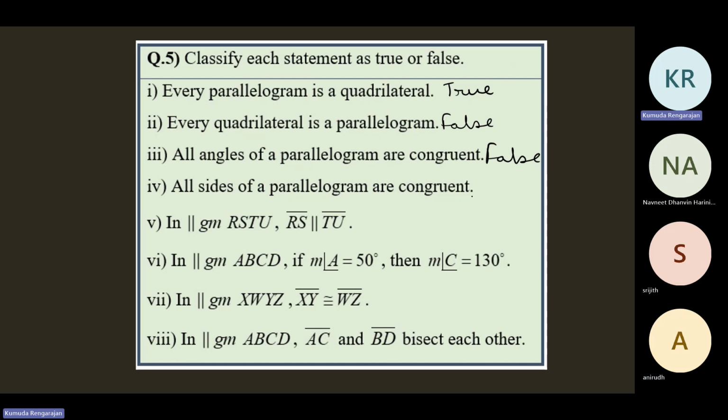All sides of a parallelogram are congruent. False, only opposite sides are congruent. Correct.